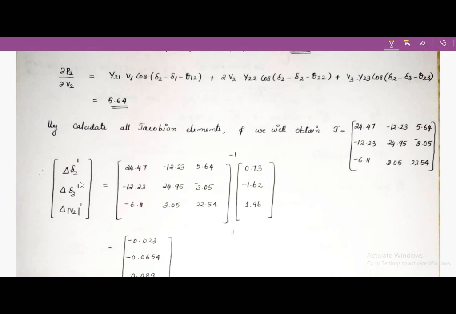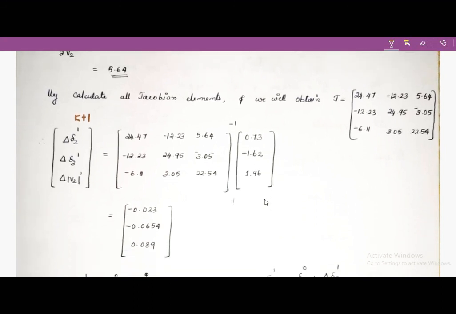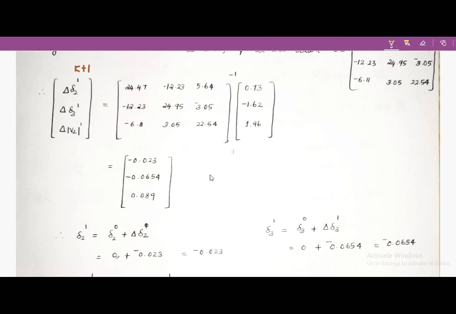So you can write delta 2 raised to 1, delta 3 raised to 1. Why is this raised to 1? Because in our main equation we have seen it as raised to k plus 1. Since this is for the first iteration, we have substituted k equal to 0. So this is a Jacobian. This Jacobian matrix inverse into this matrix we have already calculated. After doing this matrix multiplication, you will get the value like this. What does this indicate?